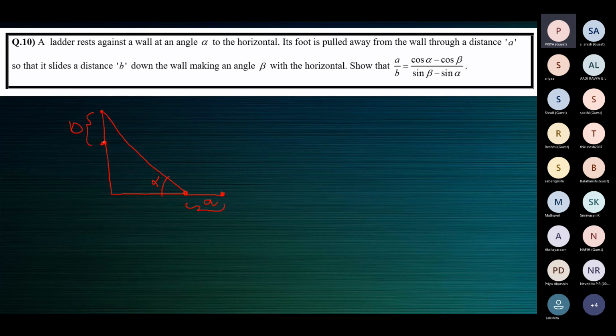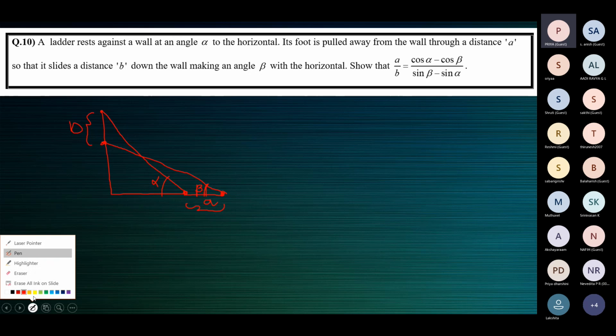And now this is how the ladder rests against the wall, like this. Now it makes an angle beta with the horizontal. This one is beta. Now you need to show that A by B is given by cos alpha minus cos beta divided by sin beta minus sin alpha. Is the figure understood, children?